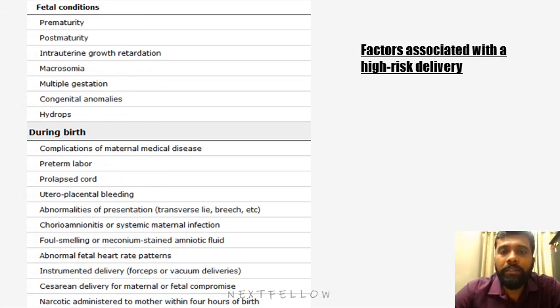Now coming to the fetal conditions which are associated with the high risk delivery, first and foremost is prematurity, post maturity also, intrauterine growth restriction, macrosomia, multiple gestation, and of course during birth complications of maternal medical disease can happen. Preterm labor, prolapsed cord, uteroplacental bleeding, anomalies of presentation. Then there is sepsis such as chorioamnionitis, instrumental delivery, narcotics administered to mothers within hours prior to birth, CS delivery for fetal compromise. Such things are associated with the high risk delivery where neonatal resuscitation is much more probable.